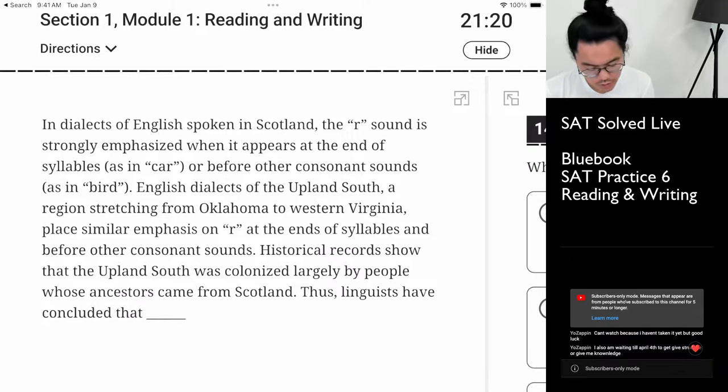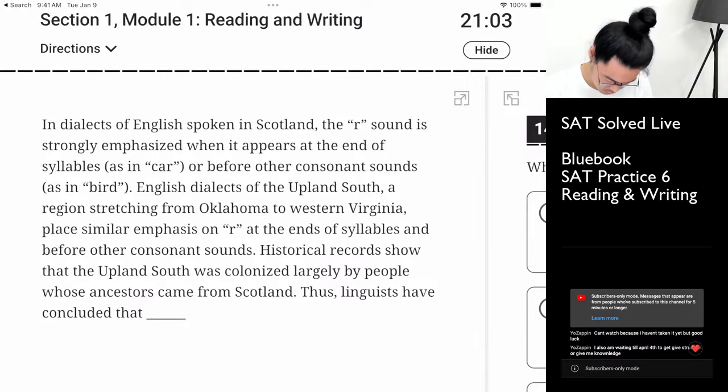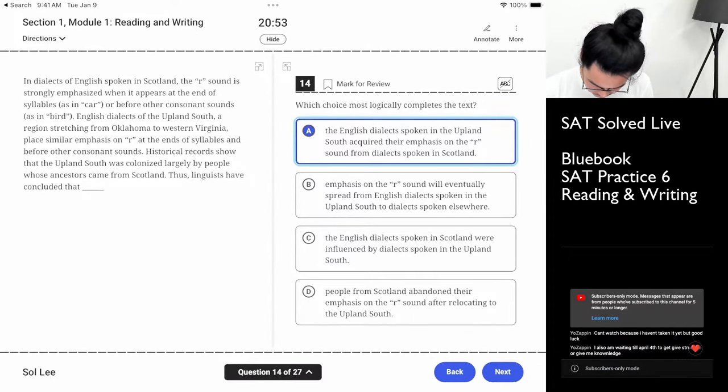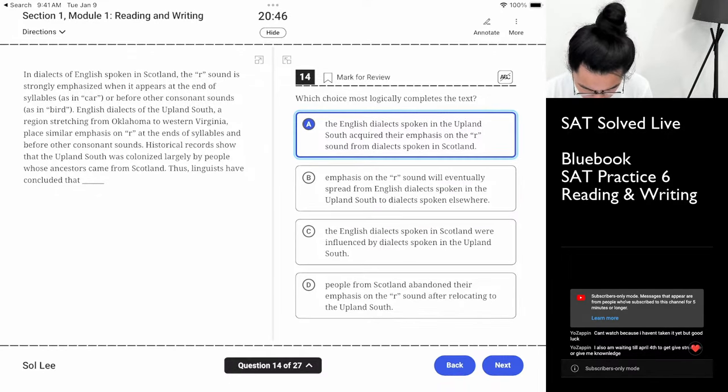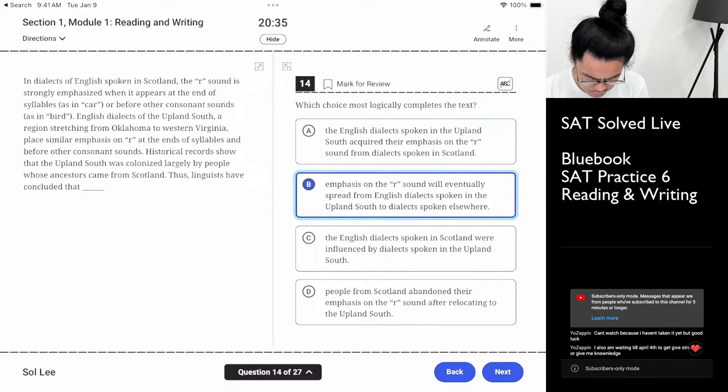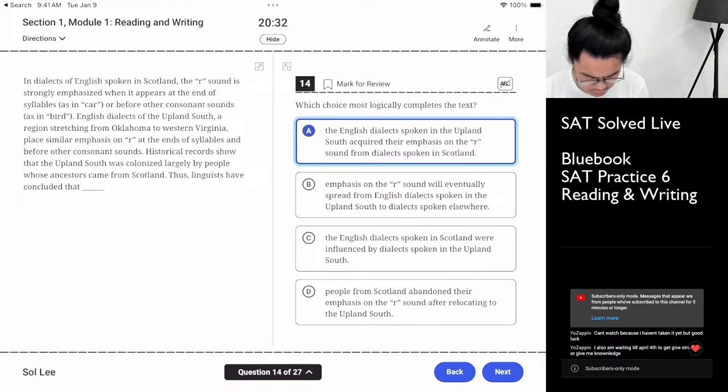So we have dialects of English spoken in Scotland. R emphasized, car, bird. Okay. Similar emphasis in Upland South. Scotland have concluded that they are related. From the dialects, this one could be arguably wrong, depending on how strict we're being. C is backwards. It just feels off. None. Okay, I guess A is the only one.